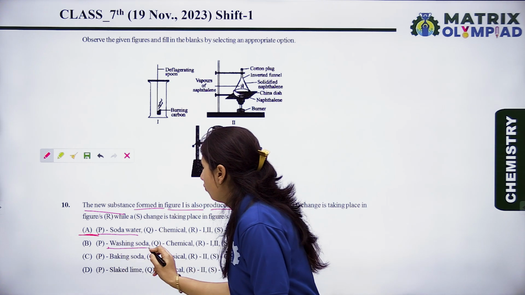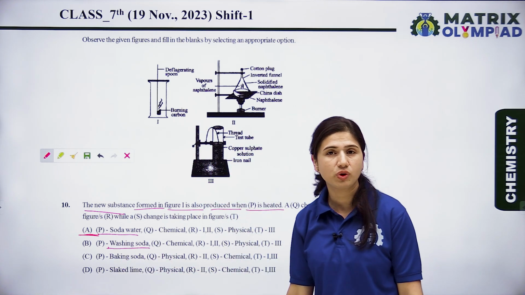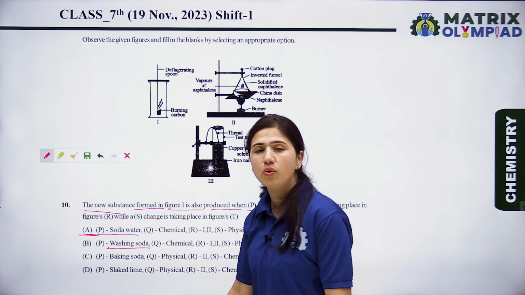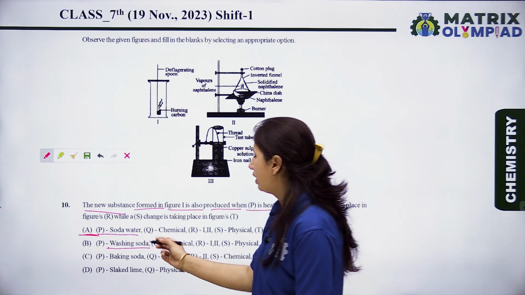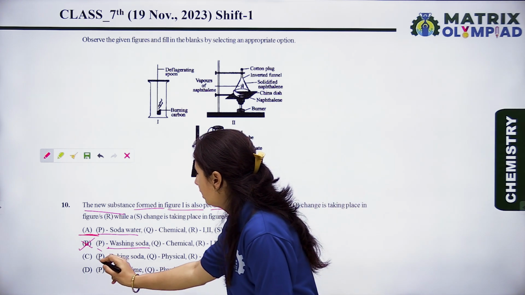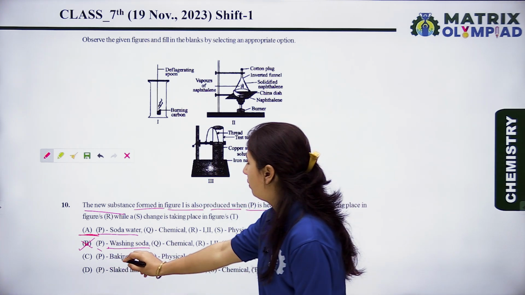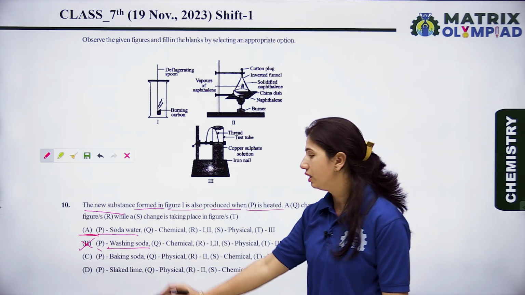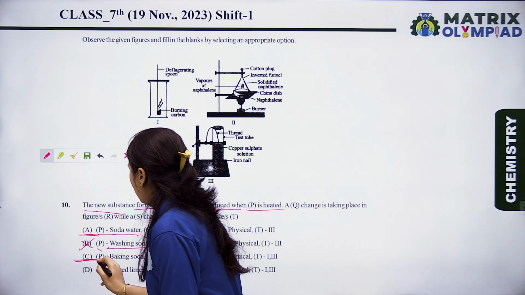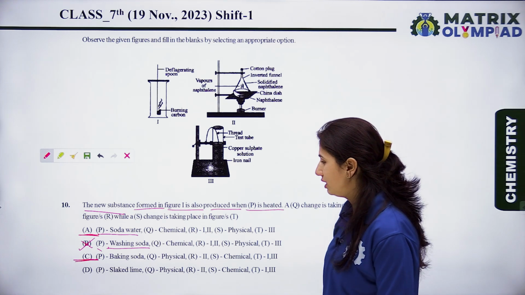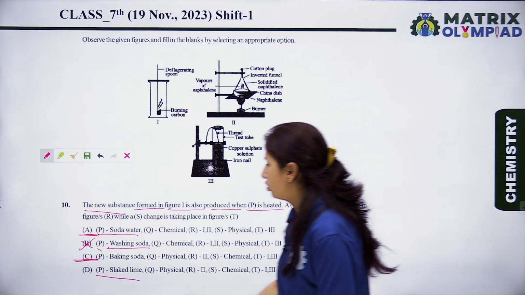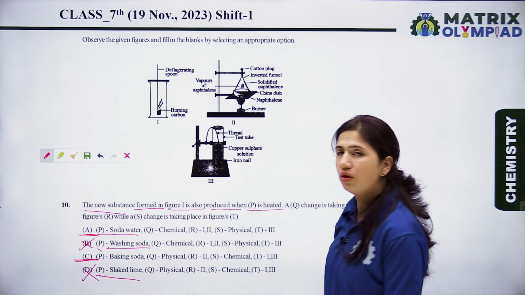Now the second is washing soda. The formula of washing soda is Na2CO3.10H2O, and when we heat it, it converts into Na2CO3. So there is no release of CO2 gas. So this is completely a wrong option. Now let's see the C option. C is baking soda. We know that when we heat baking soda, it also produces carbon dioxide. So this is also maybe a right option. Now the D option, slaked lime. No, slaked lime does not produce carbon dioxide. So B and D are completely wrong.